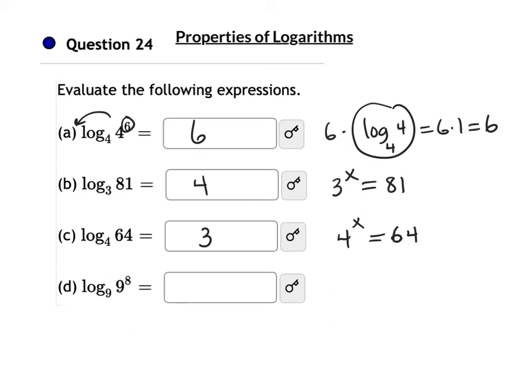For D, we'll do what we did in A. We'll bring this down. 8 times the log base 9 of 9. 9 to some power is 9. That's 1. This is 8 times 1, which is 8.